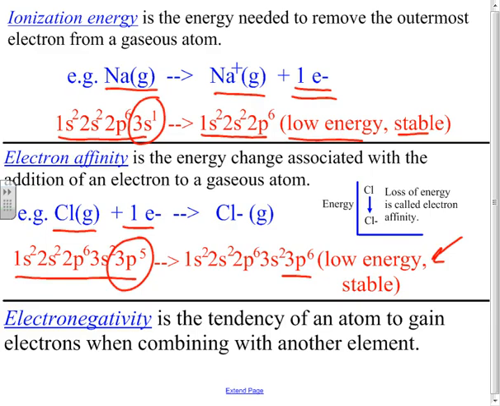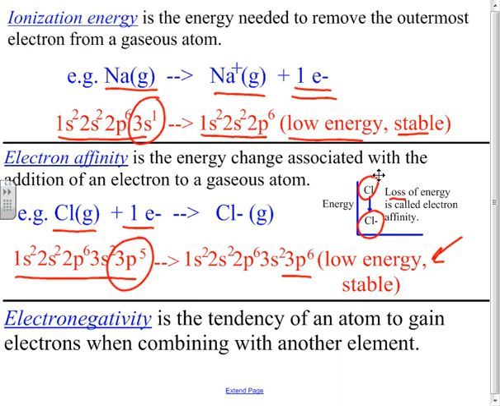One more thing to note about electron affinity. Here is the chlorine atom. Here's the chlorine ion that has added the electron. It's a loss of energy that is called electron affinity. It's typically associated with a negative change in energy or a going to a lower energy state.